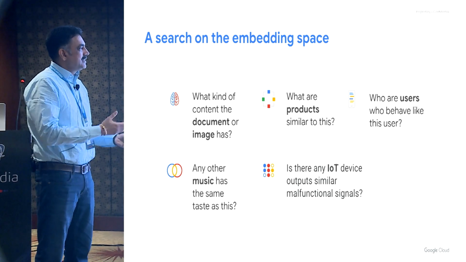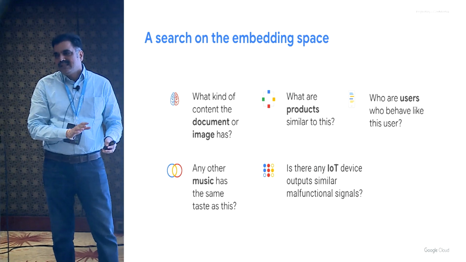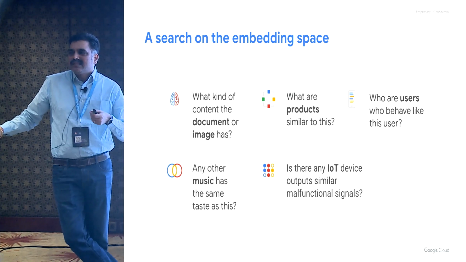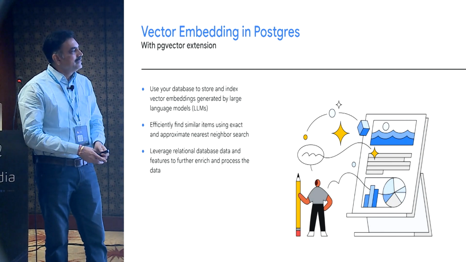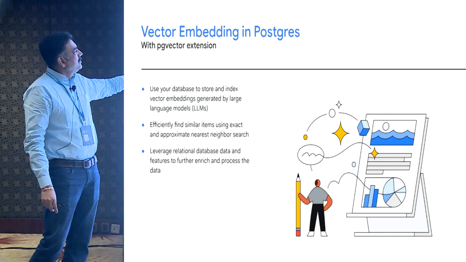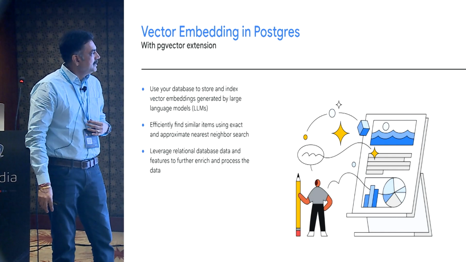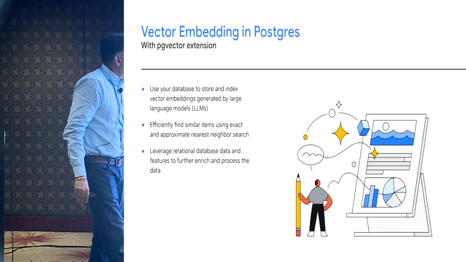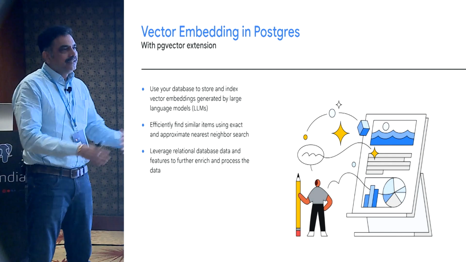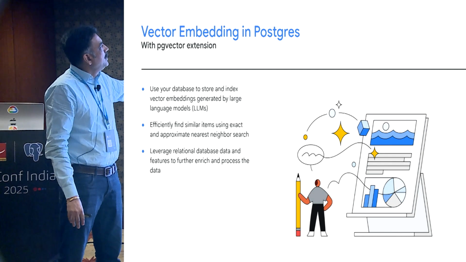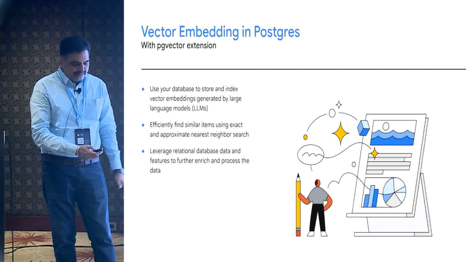Any other music of the same taste, any malfunctioning signals, and so on. These are certain use cases. Obviously, these are not the full list, but just to help you understand the domain. So you use your databases to store and index vector embeddings. Using large language models, you generate these embeddings and store them in the database, and then you efficiently find similar items using different search algorithms. And then you can leverage the relational database. In simple terms, this is the pgvector extension within Postgres. So this is how you can use it.